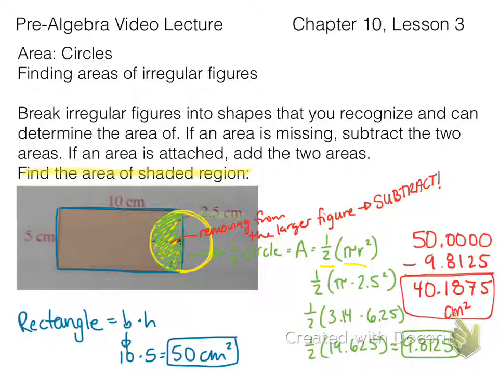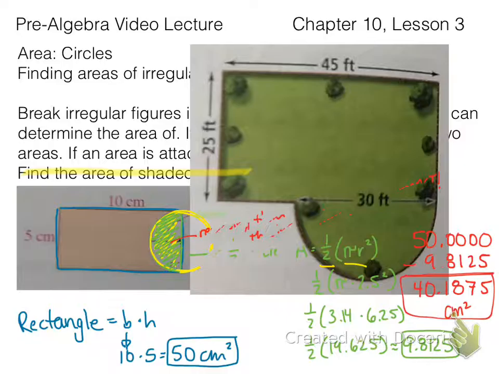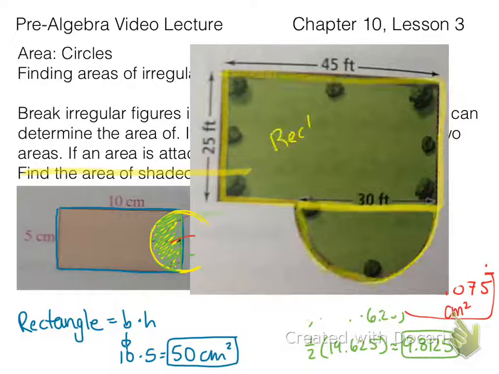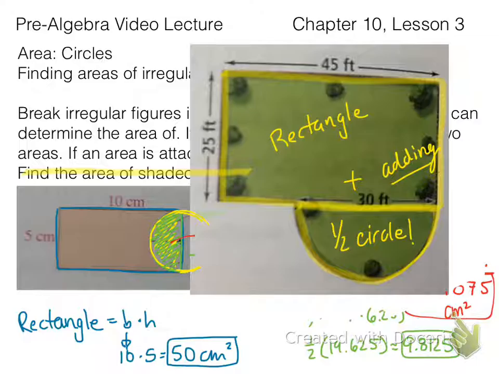Now here's an example of an attached region where you're going to find the area of a rectangle. If you find the area of the rectangle and then we're going to add a half circle, that's the attachment. So it's a rectangle plus a little extra, whereas the other problem was a rectangle minus a little area. Okay, so just make sure you're keeping track of that and you know what you're doing.